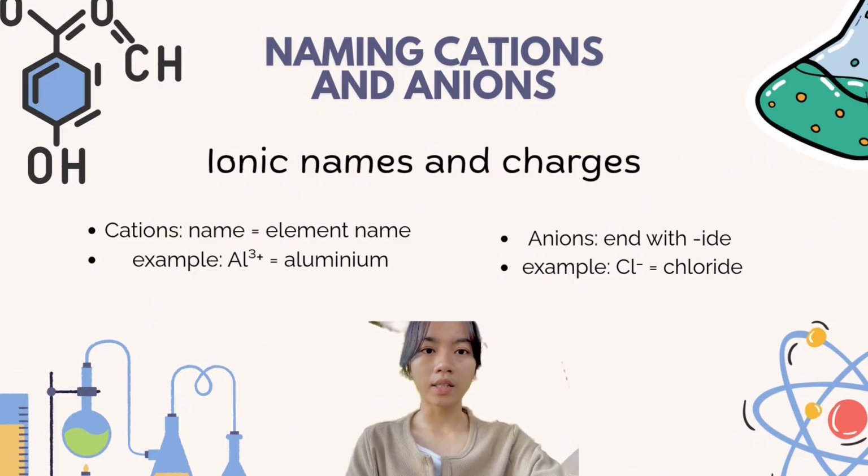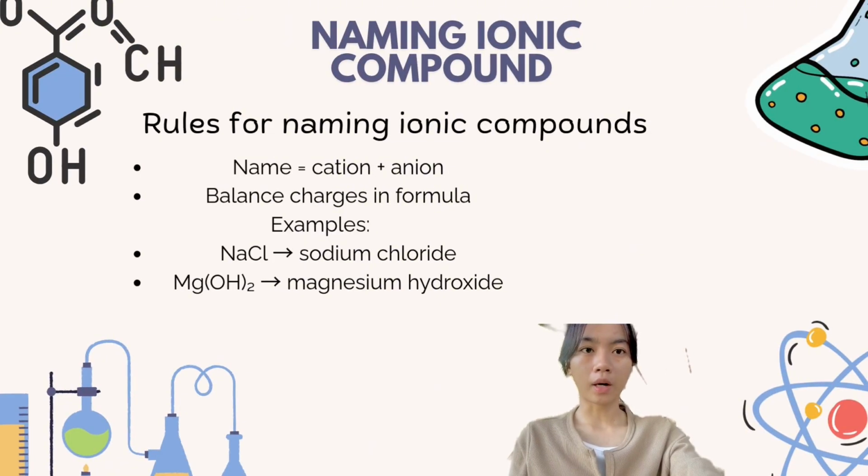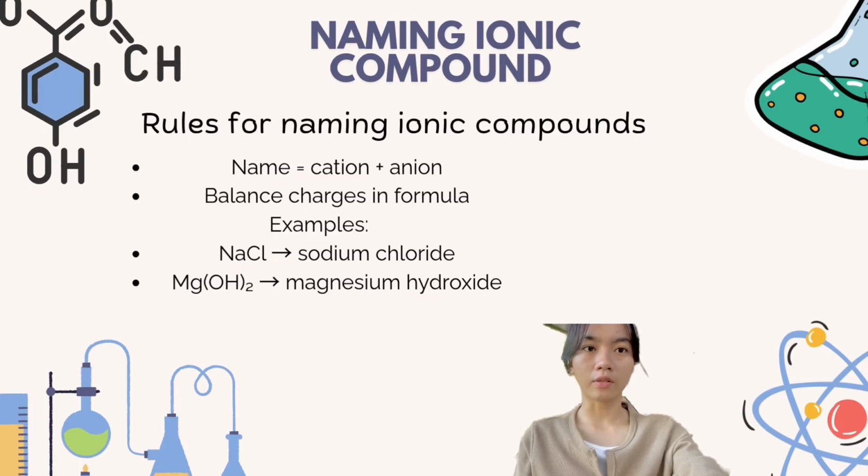Next, anions are non-metals that gain electrons. Their name changes to end in -IDE. Here's the example. To name an ionic compound, first name the cation, then the anion with the suffix -IDE. Here's the example. Make sure the charge balances to 0 in the formula.